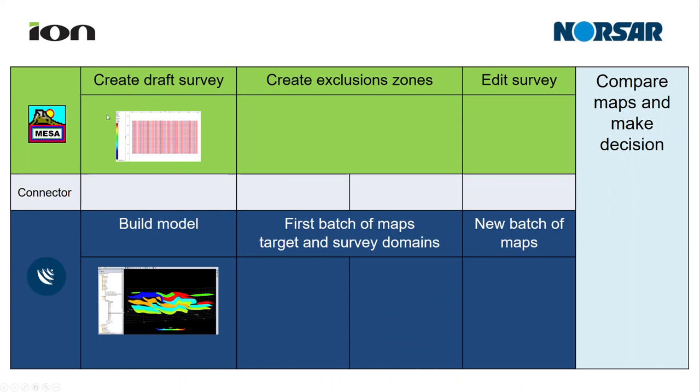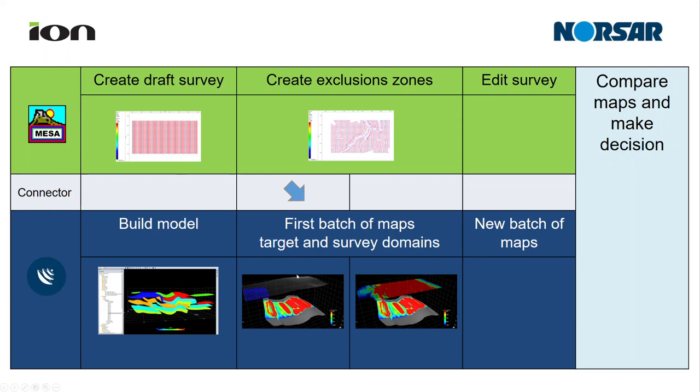We're going to start our demo from MESA, designing a draft survey in land. At the same time, there would be a NORSAR user creating a geological model. Once the first draft of the survey is done, we can use the connector to send this initial survey into NORSAR. At that time, the MESA user can continue to edit the survey, for example, adding exclusion zones if it's land, rivers, swamp areas, farms, while the NORSAR user will run the first illumination workflows and generate the first illumination maps, both on the target domain, but as well on the survey domain. This means that you can understand the contribution of each shot and receiver to illuminate parts of your target.